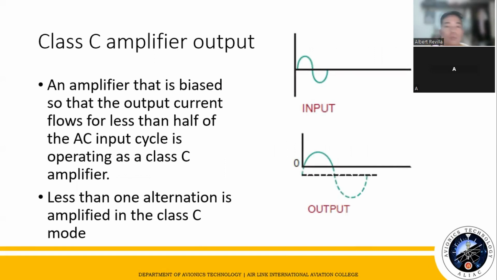So, in Class C amplifier output, the amplifier is biased so that the output current flows for less than half of the AC input cycle is operating as Class C amplifier. So less than one alternation is amplified in the Class C mode.